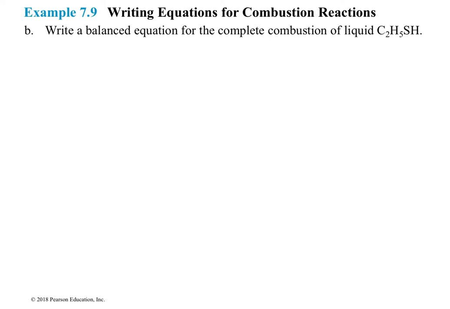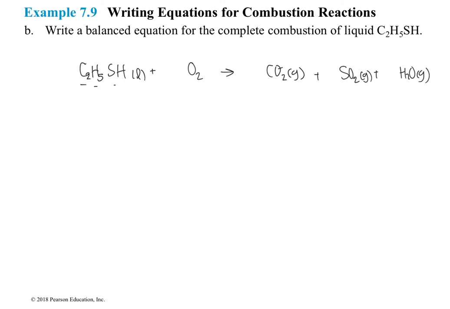Here's another one. I have this interesting compound that has, instead of an alcohol, a sulfur. It's a liquid. It reacts with oxygen for the combustion. Now it's going to form molecules that have carbon, hydrogen, and now sulfur. So we have carbon dioxide, gas. I also now get sulfur dioxide, gas, and water. So we're going to need to balance now an extra element.